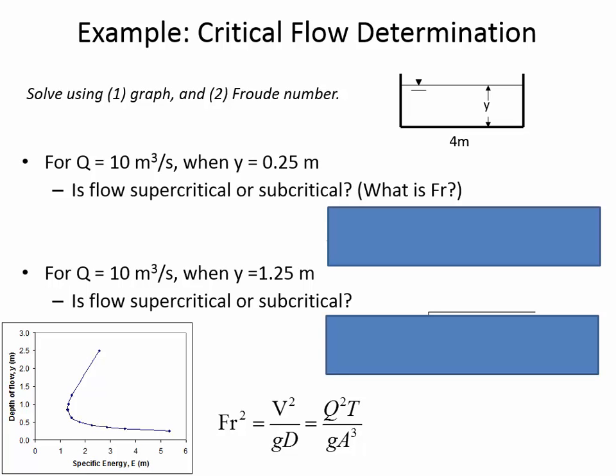Calculate the Froude number for both of those. And Froude number isn't only used to diagnose super versus subcritical. It has other importance as well. But in this case, it'll validate what we can know from the graph. And so calculate the Froude number for both of those flow conditions. Rectangular channel makes it easy.